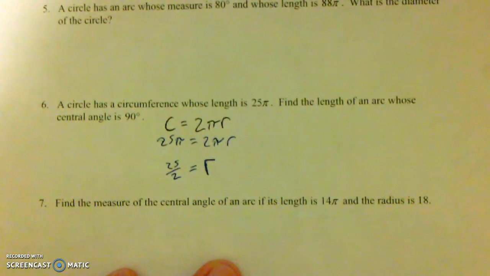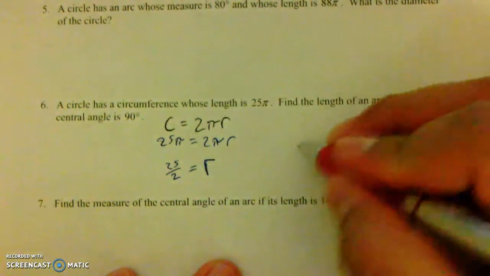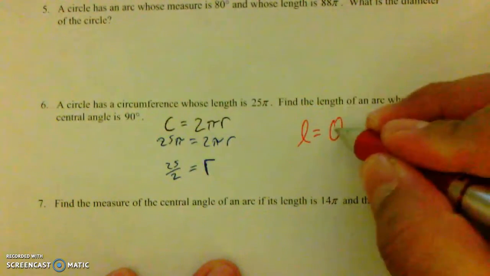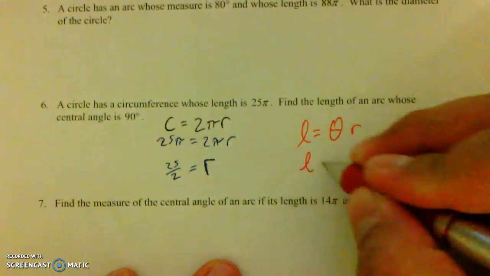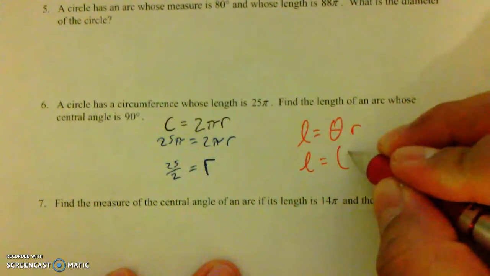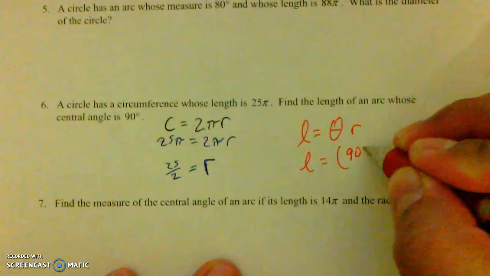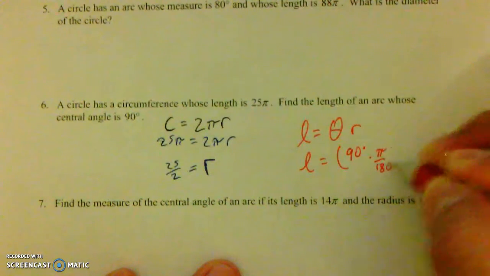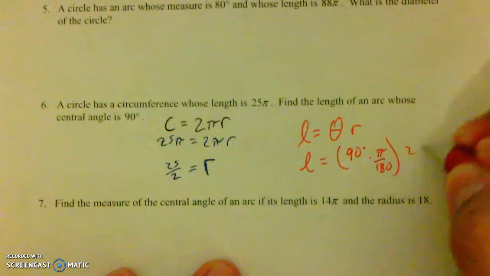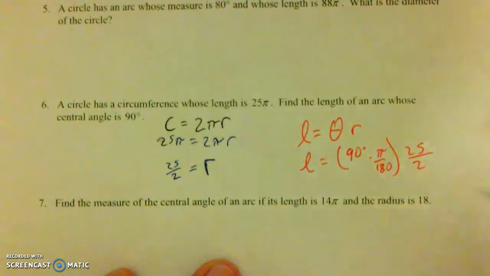Give you a second to make sure you understand what happened there. I just divided both sides by 2 pi, and then the pi is divided out. So there's my radius. Find the length of the arc whose central angle is 90. So arc length is theta r. So the arc length is going to be 90 degrees times pi over 180 times 25 over 2. And based off of yesterday's class, hopefully I'll be able to simplify that out.